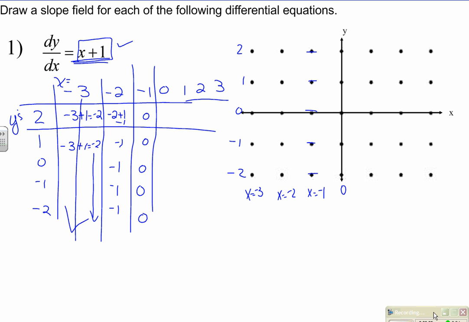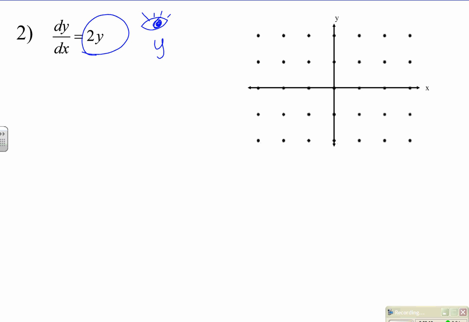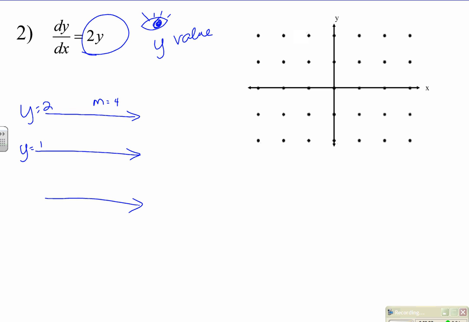You decide. On number 2 here, the thing that I noticed right away is that this only has y values. So the y part of the coordinate pair is the player in this. It determines the slope. I would bet you're going to find rows that have the same slope. When y is equal to 2, the slopes will be 4. When y is equal to 1, slopes will be 2 times 1, or 2, and so on. So those will be quite easy.